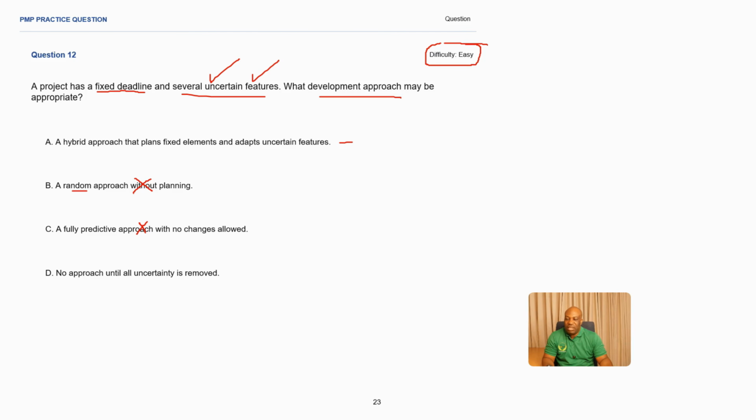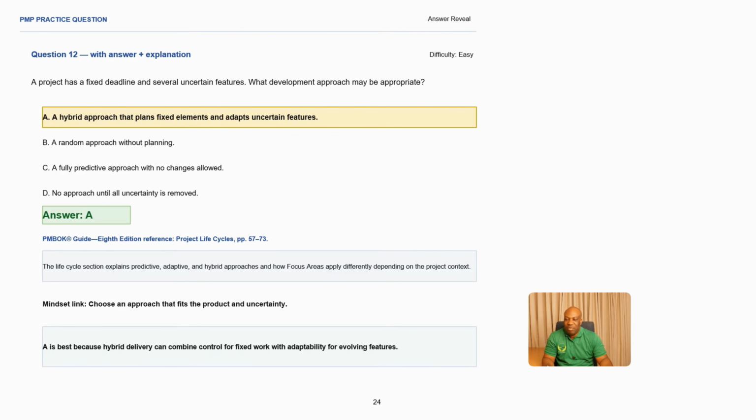No approach until uncertainty is removed. You are not going to do any development approach. So this is also going to delay the project. Eliminating this answer straight away. So making A the best answer in this scenario. So a hybrid approach that plans fixed elements and also adapts uncertain features. So hybrid, in this case, it's most likely going to be a combination of predictive and also agile. So predictive is going to address the fixed deadline, okay? And then adaptive or agile is going to address the uncertain features that we have here, making A the best answer.